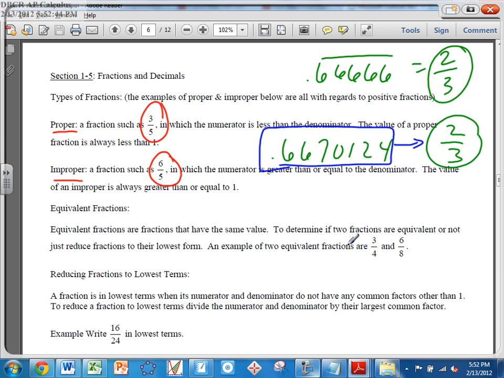Now, equivalent fractions just simply means two fractions that happen to be the same number, but they might not be reduced to lowest terms. So for example, 6/8 and 3/4 are the same fraction. They're equivalent, but they're not in lowest terms. 3/4 is lowest terms, but 6/8 is not. So let's look at a quick example to start this one, to reduce to lowest terms.